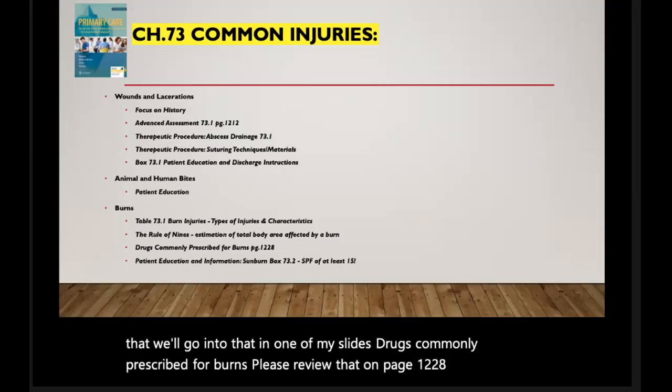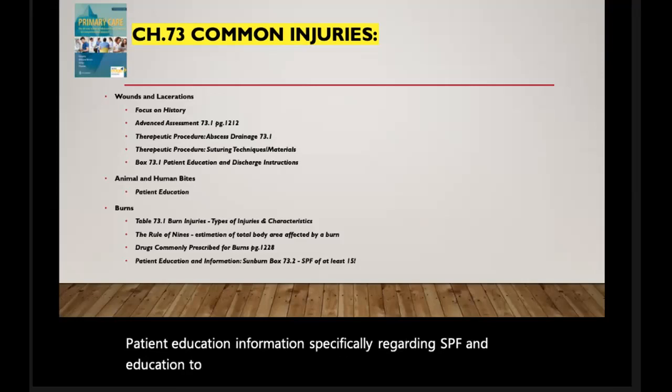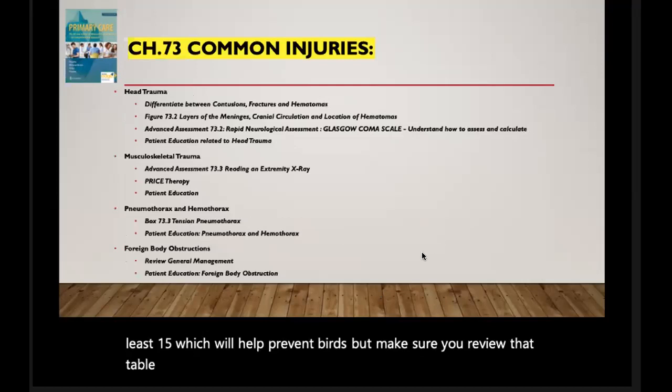And of course, patient education information, specifically regarding SPF and education to prevent burns. So remember, you want an SPF of at least 15, which will help prevent burns. But make sure you review that table 73.2. We got into head traumas in terms of your readings.